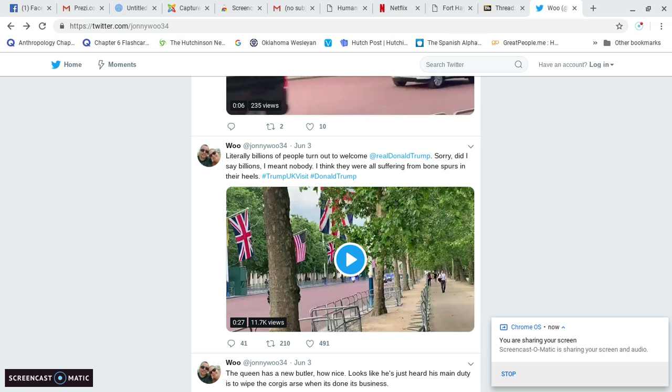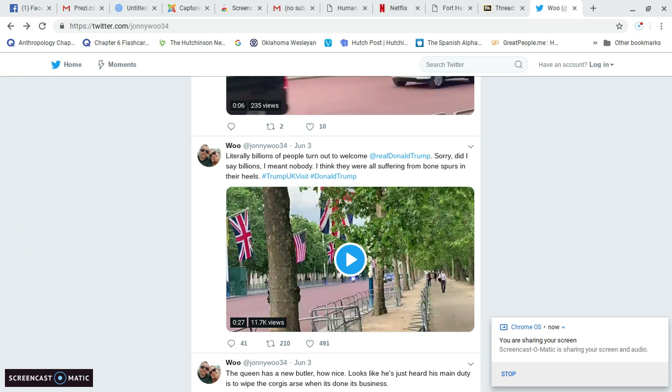Okay, so let's see how hashtags work in action. Let's take a look here at this post. It reads, "Literally billions of people turn out to welcome @realDonaldTrump. Sorry, did I say billions? I meant nobody. I think they were all suffering from bone spurs in their heels. Hashtag Trump UK visit, hashtag Donald Trump."